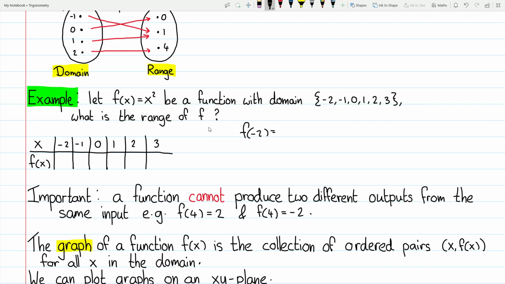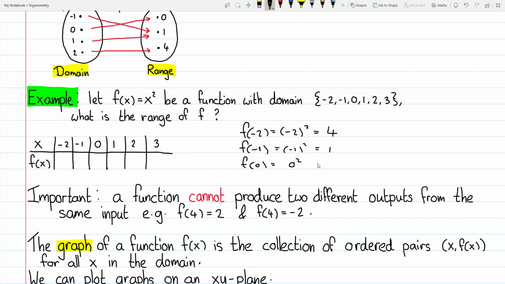In this situation, we've got x equals -2. So if x equals -2, then our function equals x squared, which is -2 squared, and this is of course equal to 4. Similarly, I can take the next input and compute the function at -1. Notice how x equals -1 in this case, so we have -1 squared, which of course is equal to 1. And we can do this for all the inputs in our domain.